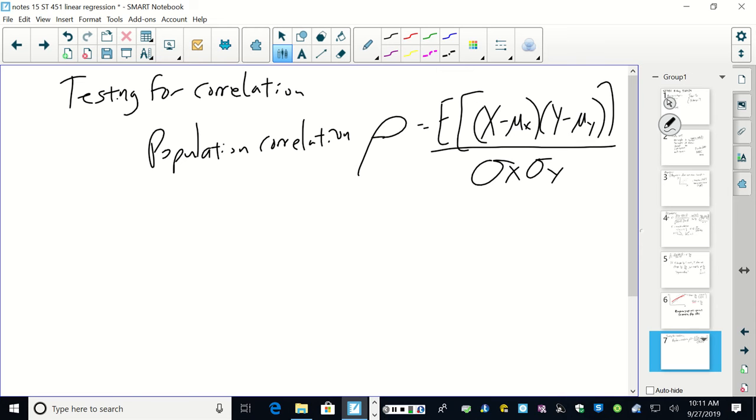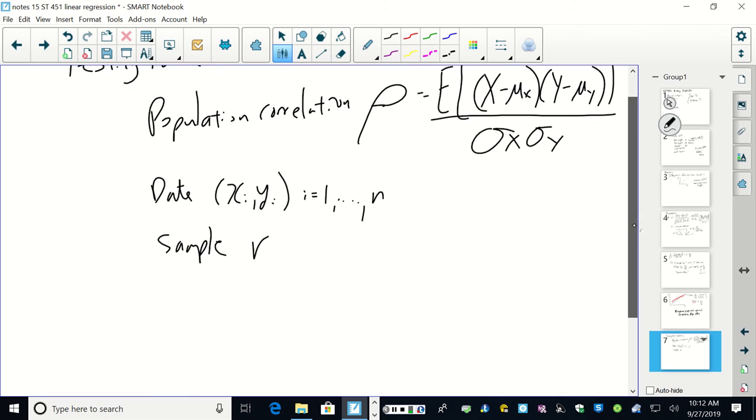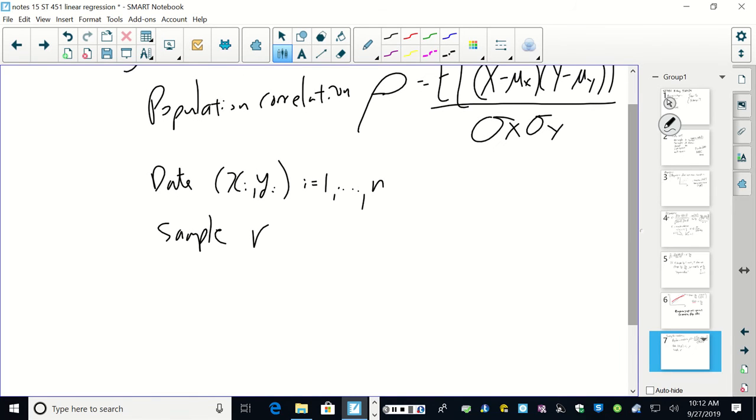And then with data we have the xi, yi pairs going from 1 up to n, and then we calculate our sample statistic R. And we want to say something: where do we think the population correlation really is? We can do a confidence interval for this, we can do tests.